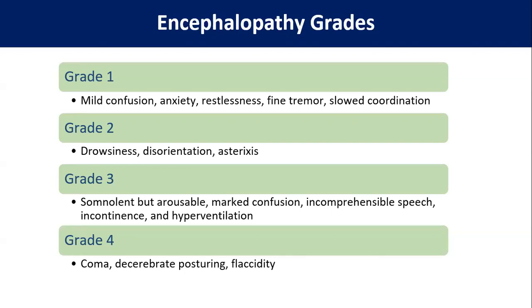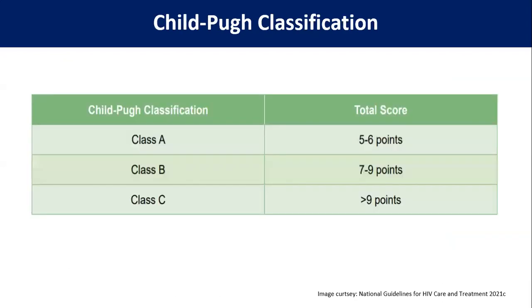Then in grade 2, drowsiness, disorientation, asterixis, or hepatic flap would be there. In grade 3, somnolent but arousable, marked confusion, incomprehensible speech, incontinence, and hyperventilation. And in grade 4, coma, decerebrate posturing, flaccidity. Now, based on this, we can classify the patient into class A, B, and C.